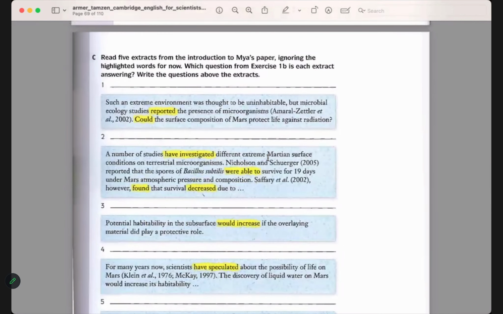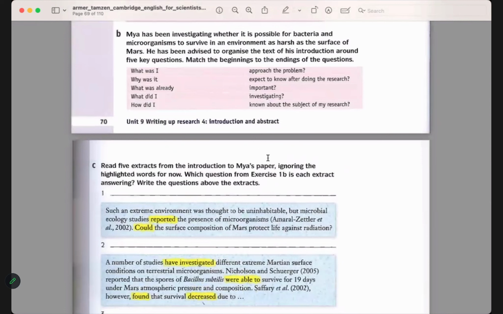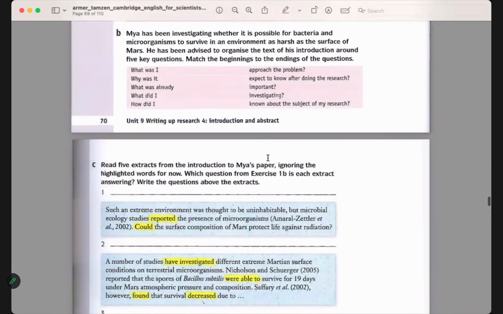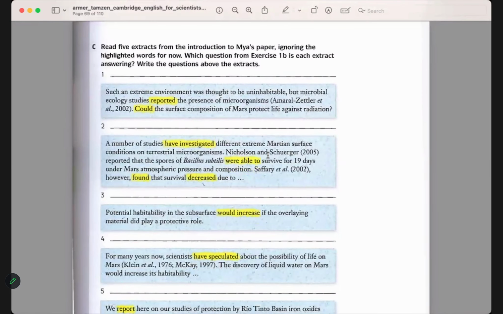Okay, the next. A number of studies have investigated different extreme Martian surface conditions on terrestrial microorganisms, and the list of works. It's about what was investigated, what we know. Investigated, already known. Right, perfect.